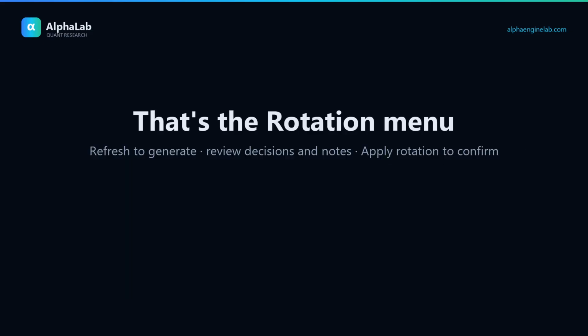In short, the 4 cards give you the state at a glance. The decisions table details what enters, what leaves, and why. The notes panel adds the context, and the 3 buttons let you generate, review, and apply. The recommended flow: press Refresh Proposal to generate with the freshest ranking, review each row and the notes, open the HTML if you want the full report, and only then press Apply Rotation and confirm. Remember, nothing changes your book until you approve it. In the next videos, we'll cover the rest of the menus in the same detail.